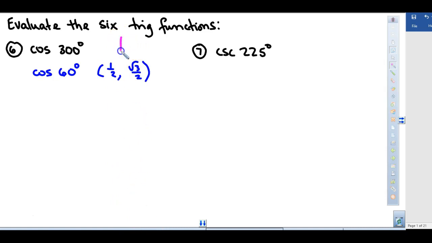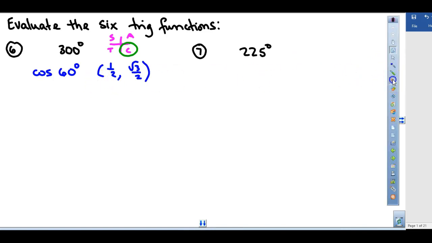Let's think about, well, which quadrant is 300 degrees in? Is it in the first one, the second one, the third one, or the fourth one? Well, 300 degrees is in this fourth quadrant right here, right? So I can expect cosine and its inverse to be positive in this quadrant, and everything else will be negative. So if I just want to find, it says evaluate the 6 trig functions. Okay, I'm going to show you how to do all of them, not just cosine, and not just cosecant over here.